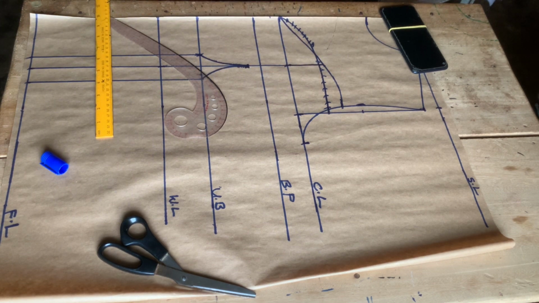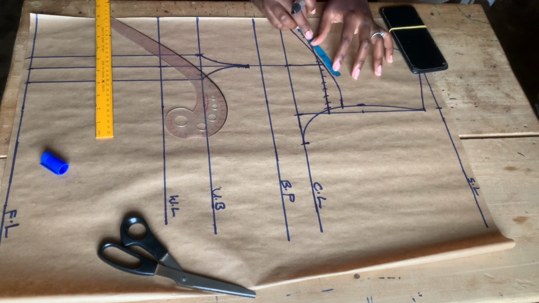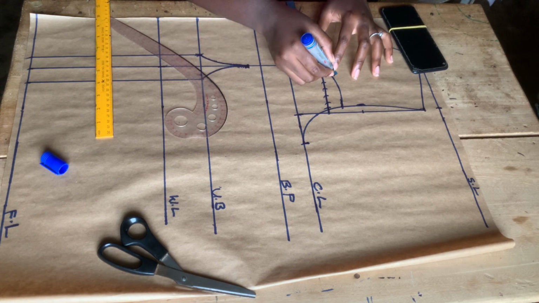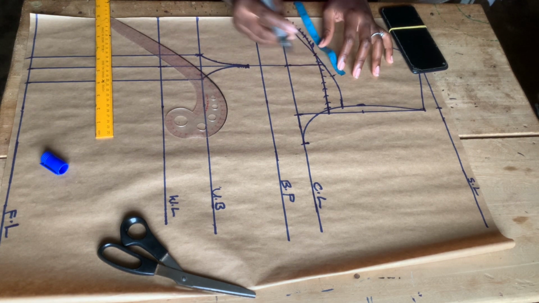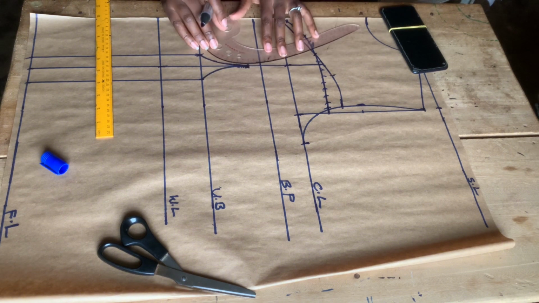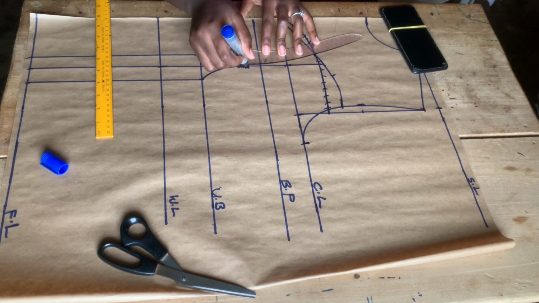So I will extend the straight line from my chest line to the neck yoke line that I just drew now, and I'll go out on both sides by 1 inch as well.